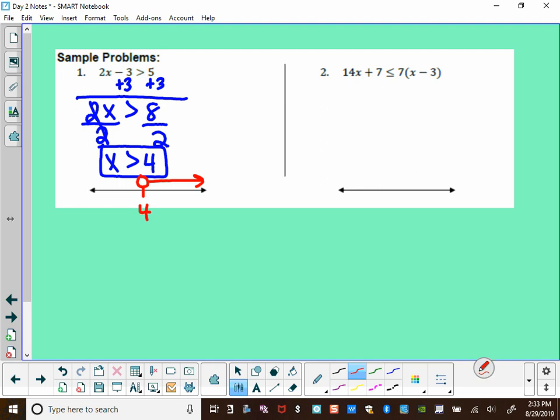If I wanted to put this in interval notation, from left to right, my graph starts where? What's my first number? 4, and I'm going towards what? Positive infinity. Does my 4 get a parenthesis or a bracket? Parentheses, same with my infinity.